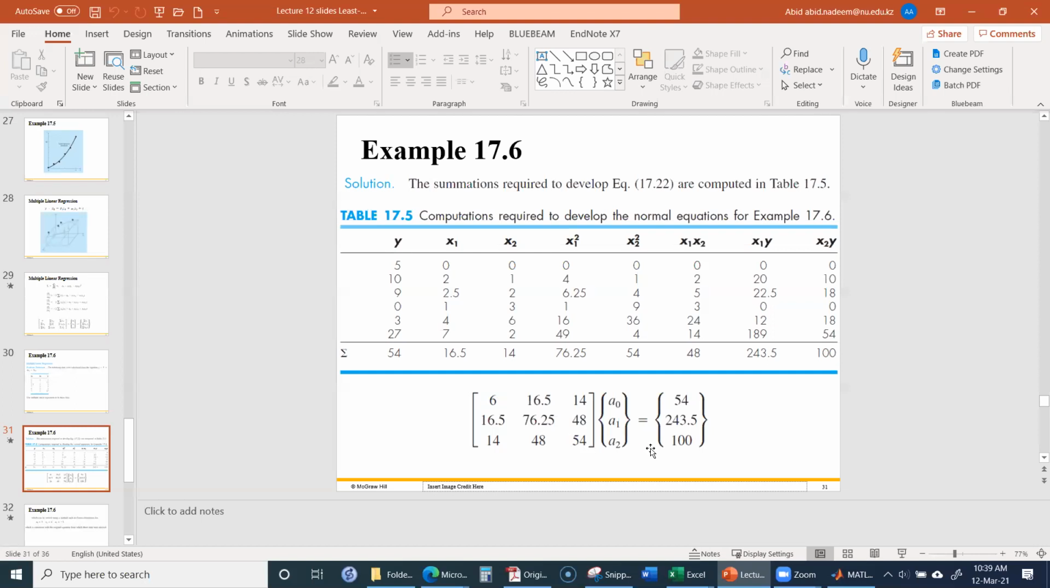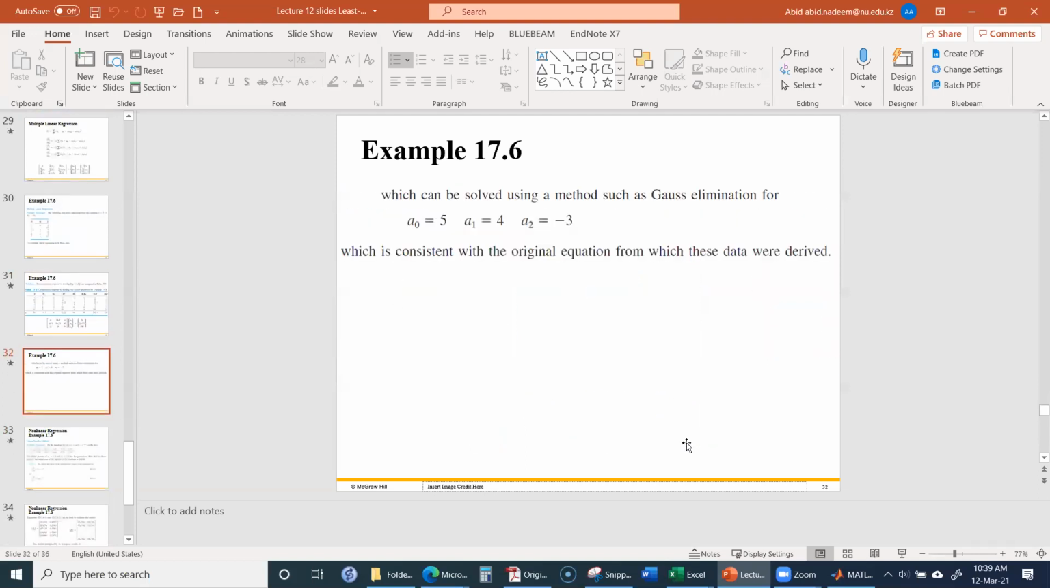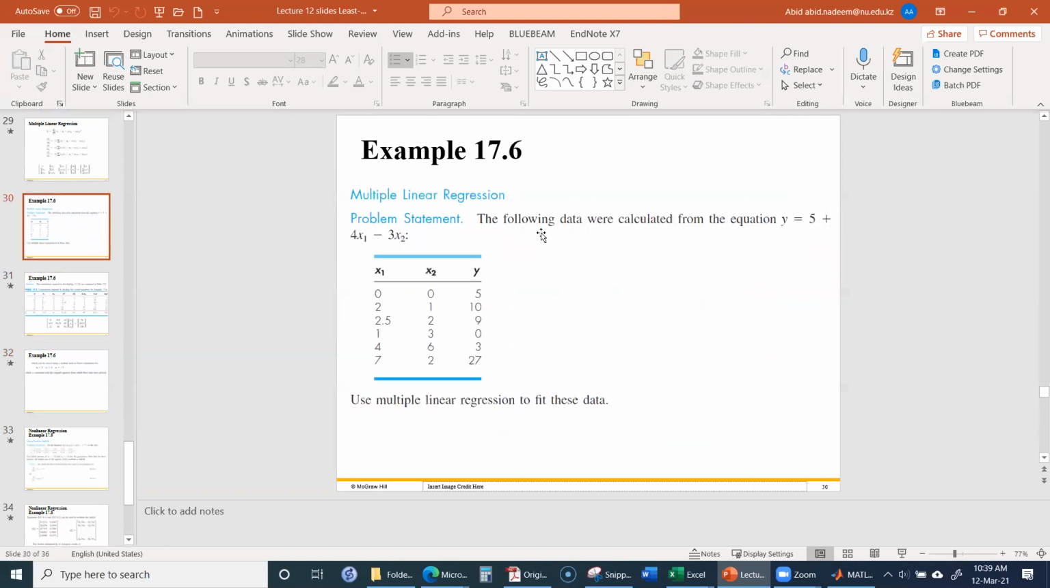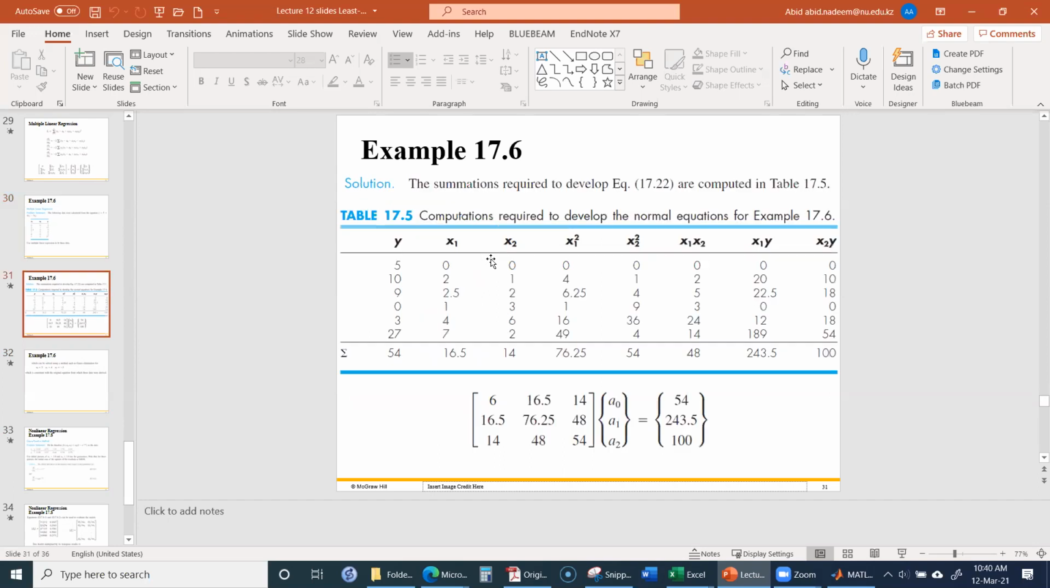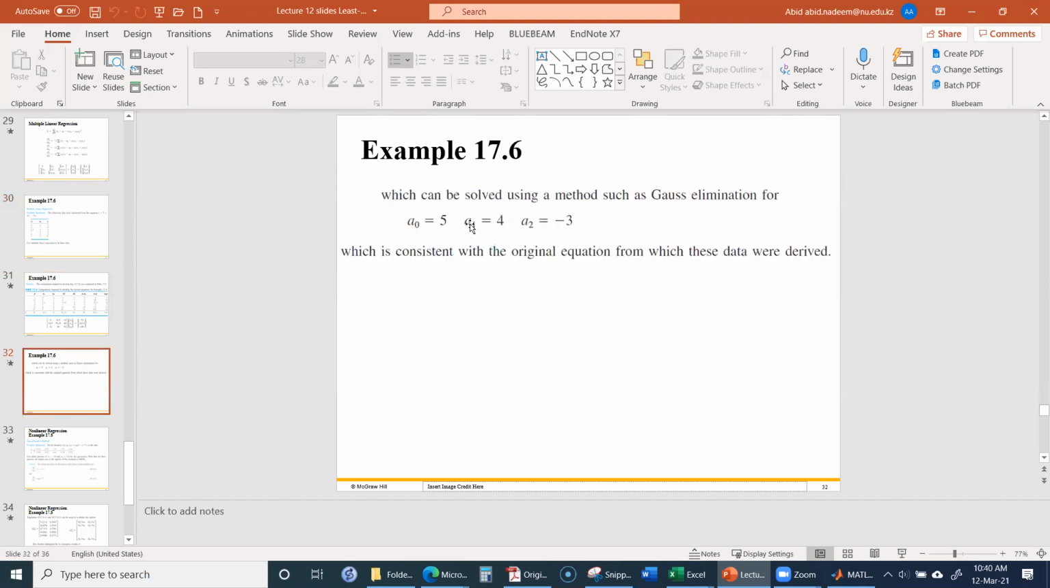So we get a symmetric matrix over here, and then we can solve it by Gauss elimination or whatever method you know. And then you can find that the value of A0 will be 5, the value of A1 will be 4, and the value of A2 will be minus 3, which are the same values from which we derived these equations. Therefore it is useful that if we have the values of x1 and x2 and the corresponding value of y, then we can find the curve which can fit these data. I have a question.